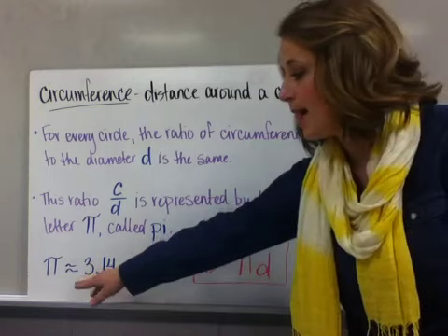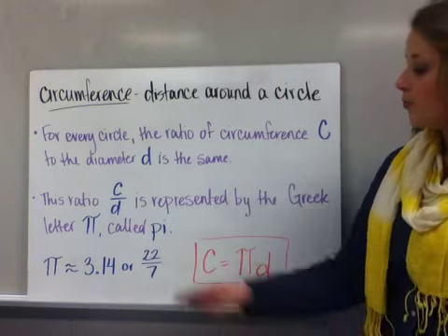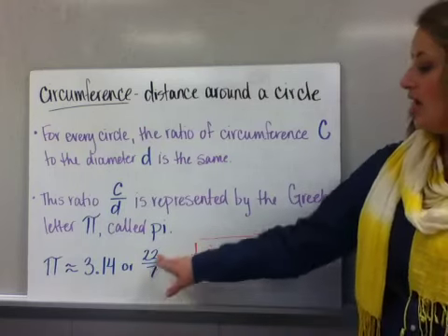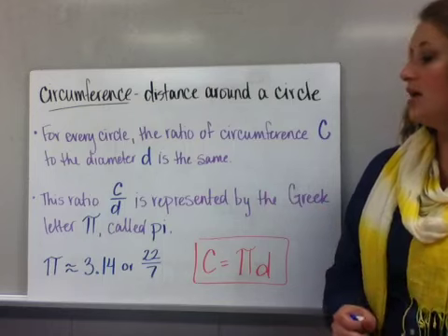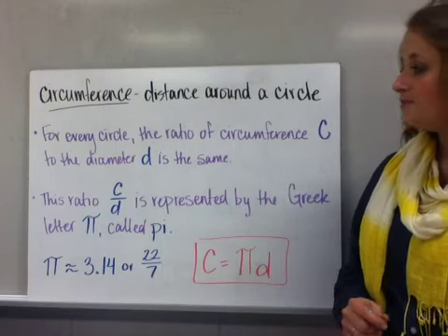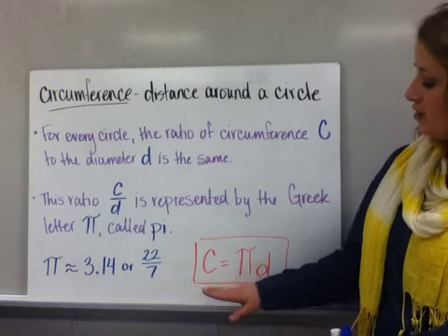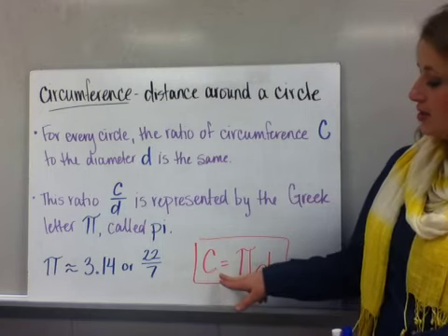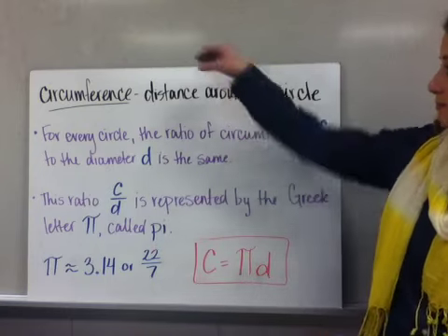So pi is about, that's what the two squiggles mean, it's about 3.14, or the ratio 22 to 7. This is not exactly what pi is, but that's about as close as we can get if we want it to look like a fraction. We use that to find our circumference formula. Circumference, capital C, is equal to pi times the diameter.